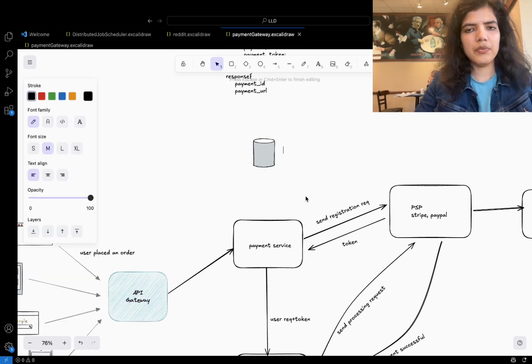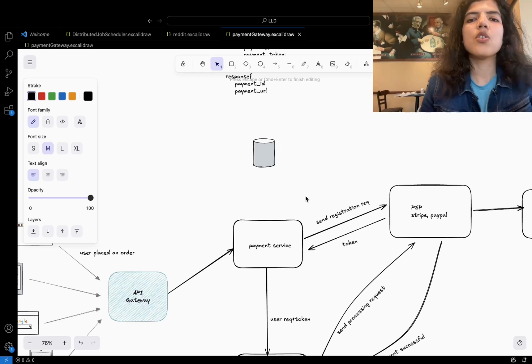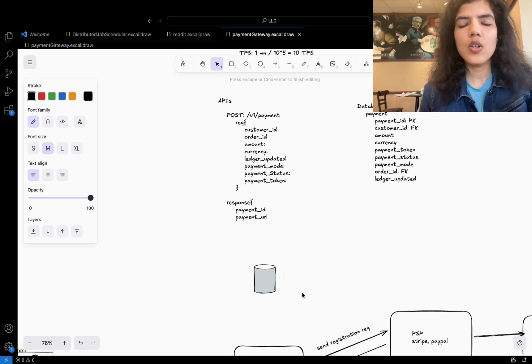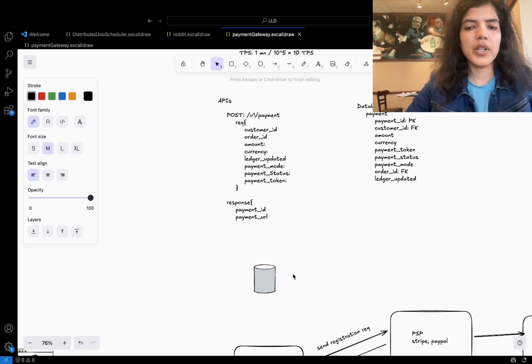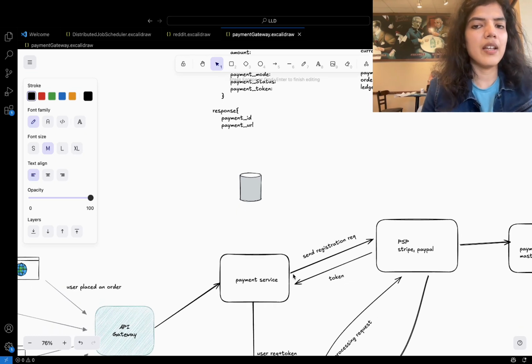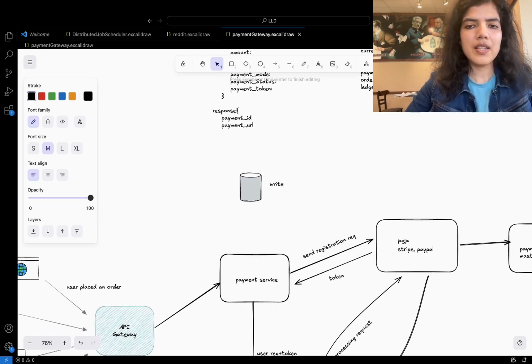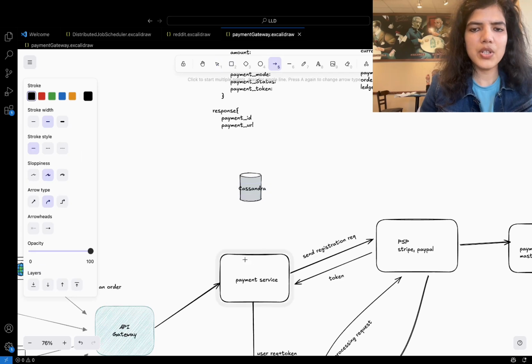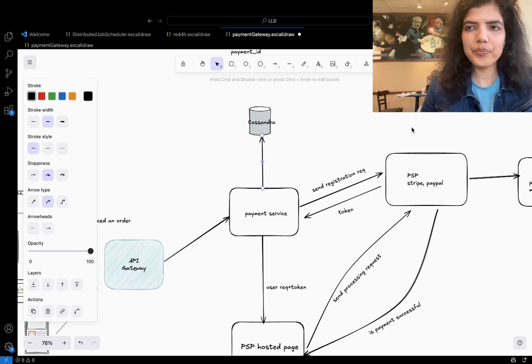We'll have a database schema for this. Since there is not a lot of data and we don't have a lot of join operations or complex queries, we can always store this in a NoSQL database. And since this is going to be a write-heavy database, I would want to use Cassandra as our database to store all the information. So all the information from the payment service will get stored in Cassandra.